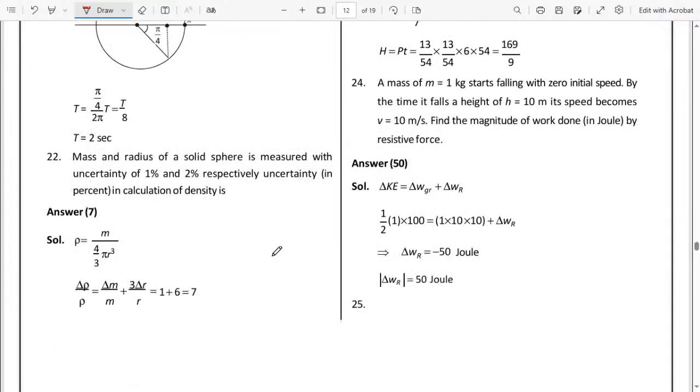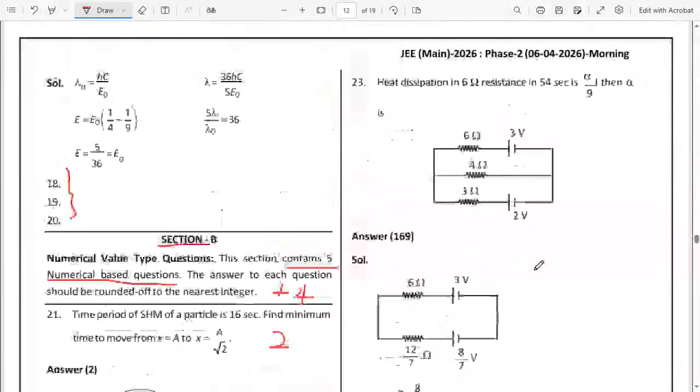Next, question number 22. Mass and radius of a solid sphere is measured with uncertainty of 1% and 2% respectively. Uncertainty in percentage in calculation of density is, answer is 7, students. So solution is given here. So straight away you can enter 7. Answer is 7. Number 7.